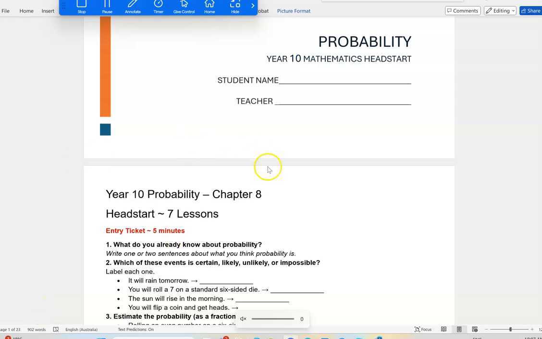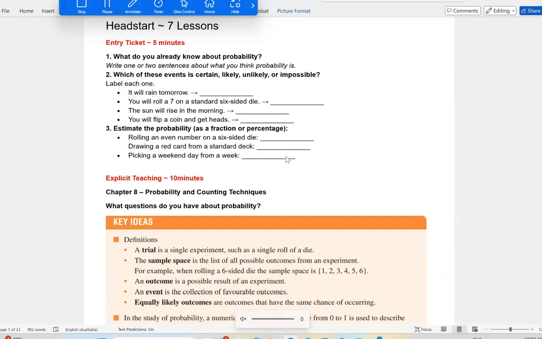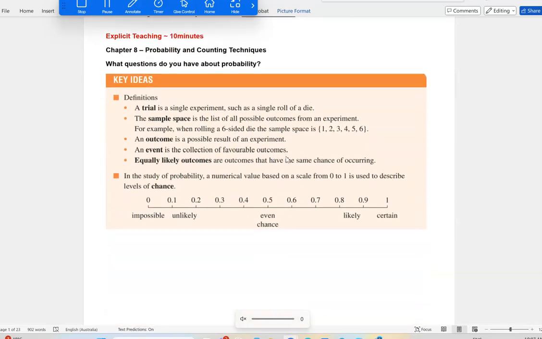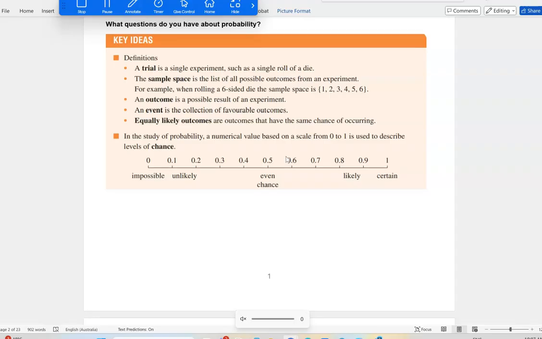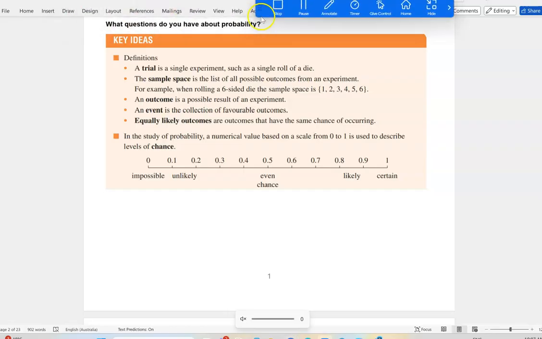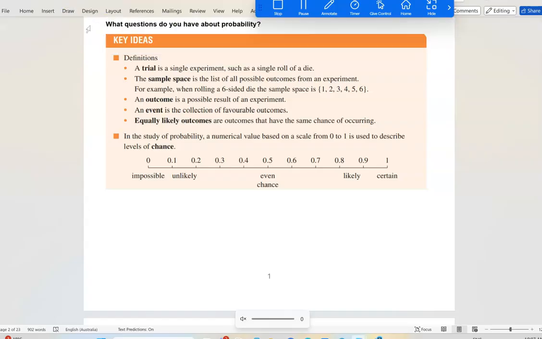Okay, so we're starting with our first topic of Year 10 Maths, which is going to be probability. So let's just skip through to our notes and we're going to go through this. We're starting off with our key ideas. With probability, we'll have a whole heap of different terms and different things that we need to know about.